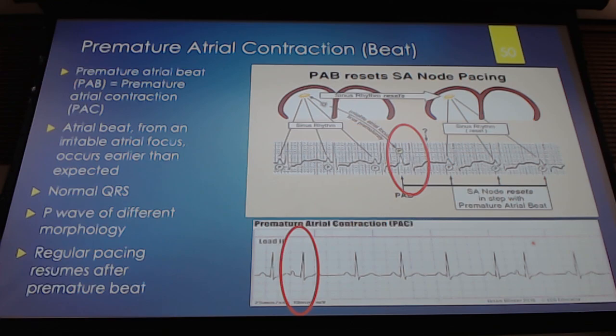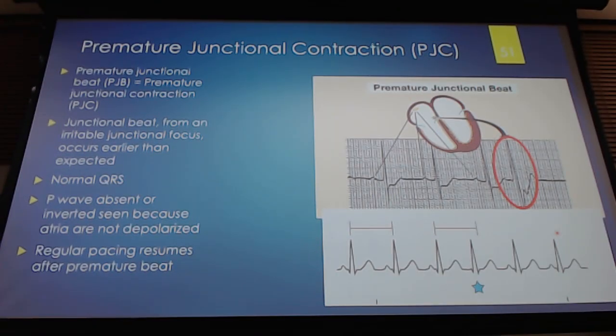Something is causing a focus in the atria to fire, causing that premature beat to occur. The SA node then oftentimes will reset and we'll go back into a normal sinus rhythm. Premature junctional beat, premature junctional contraction.